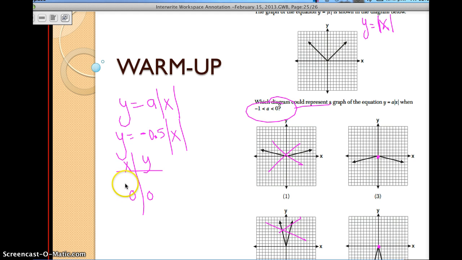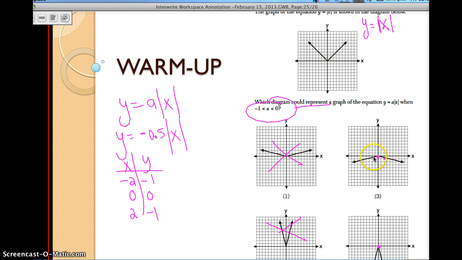If you put in, say, -2, the absolute value of -2 is +2, and +2 times -1/2 is -1. So -2, -1. It looks like it's hitting more on this one than anything. Let's go ahead and try 2. Absolute value of 2 is 2, and half of 2 is -1. So 2, -1. It looks like it's hitting.